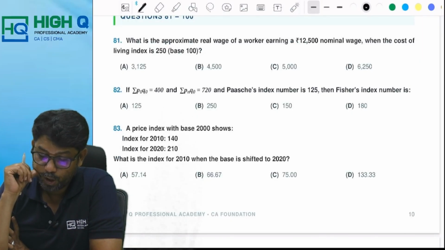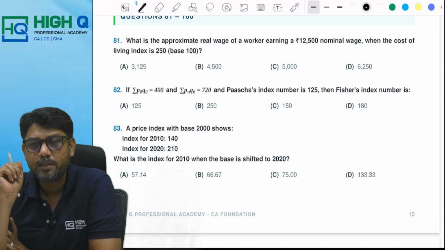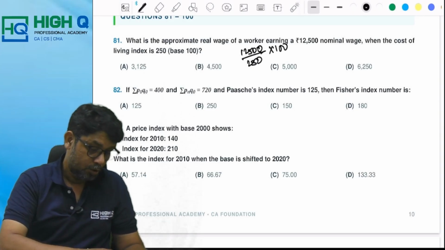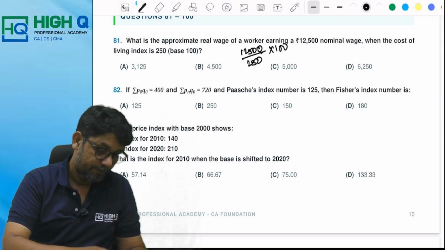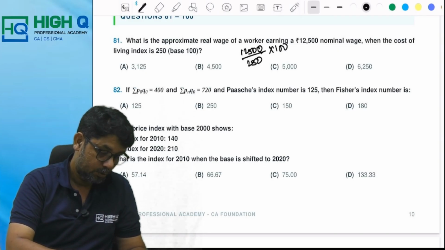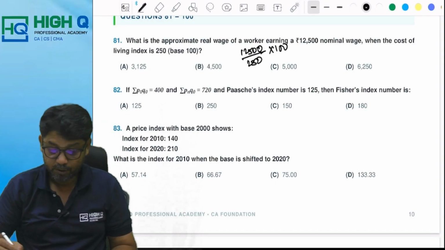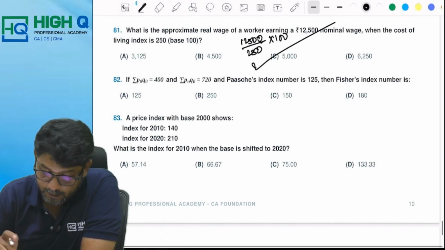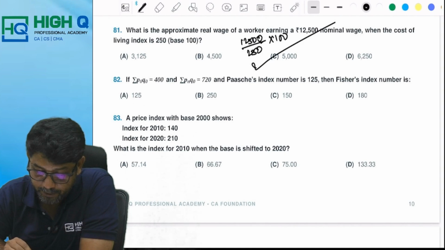Now, what is the approximate real wage of a worker earning 12,500 nominal wage when the cost of living index is 250? See, what is the real wage formula? Income divided by index into 100. Is that right, my dear? So 12,500 divided by 250 into 100. We get 5,000 rupees. Option C. That's it. This is the real wage.